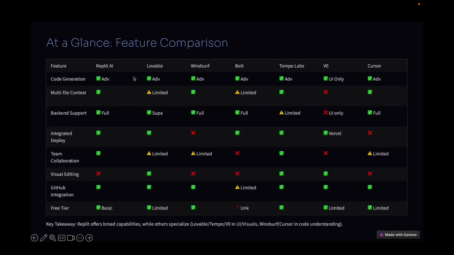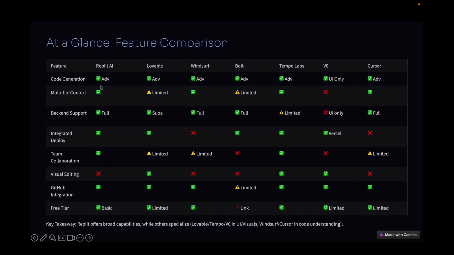Now look across the rows. Notice how other tools specialize. If visual editing is crucial, Lovable, Tempo Labs, and Vercel stand out, while Replit and others don't offer this. For backend support, Replit, Windsurf, Bolt, and Cursor offer full capabilities, whereas Lovable uses Supabase specifically, and Vercel is purely UI focused. Integrated deployment is another key difference, available in Replit, Lovable, Bolt, and Vercel, but notably absent in Windsurf and Cursor, which focus more on the coding environment.